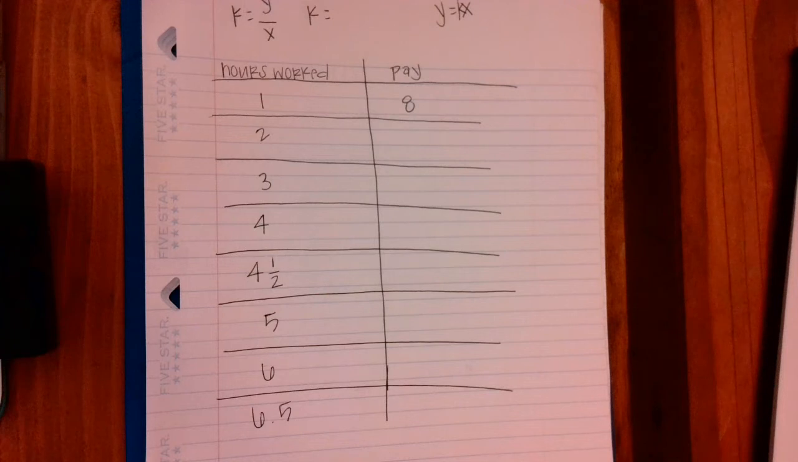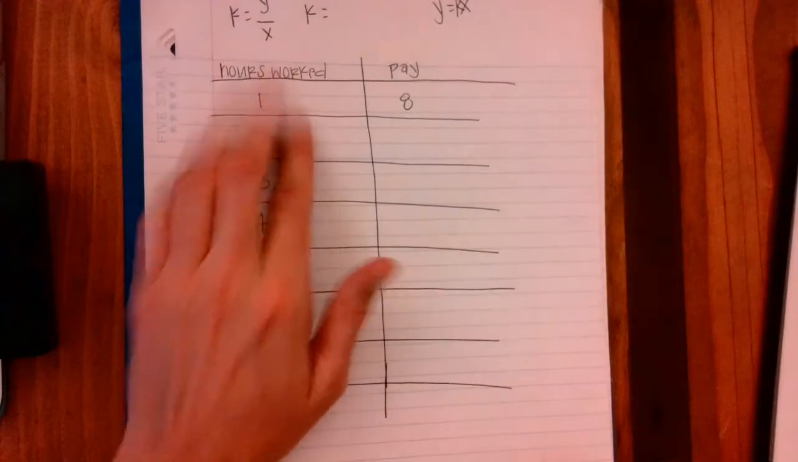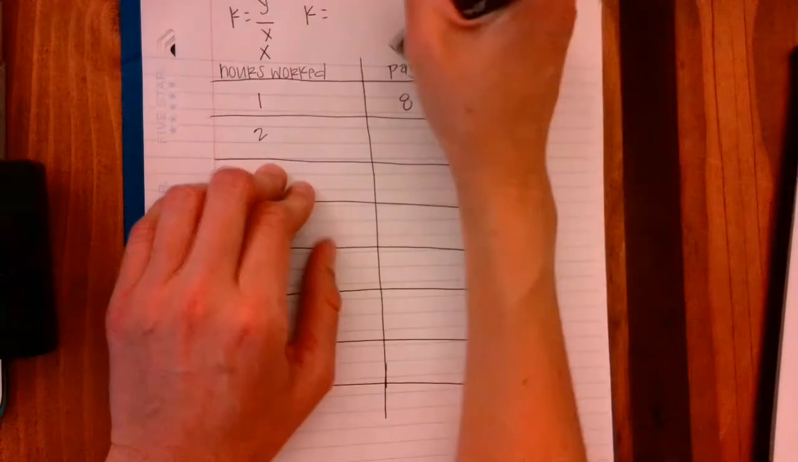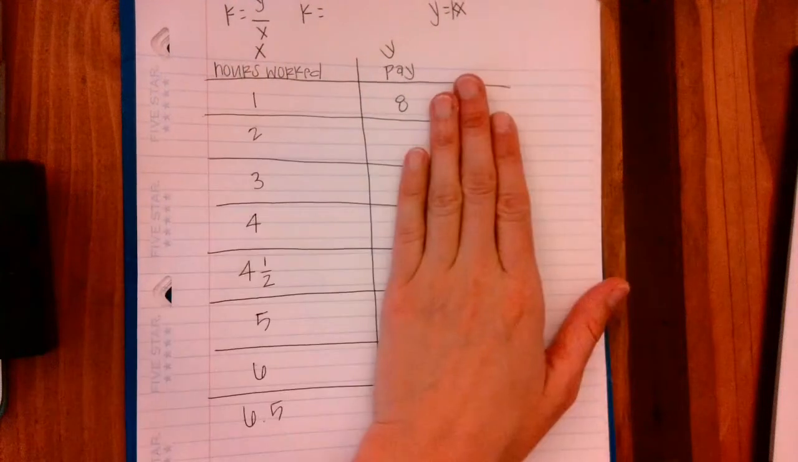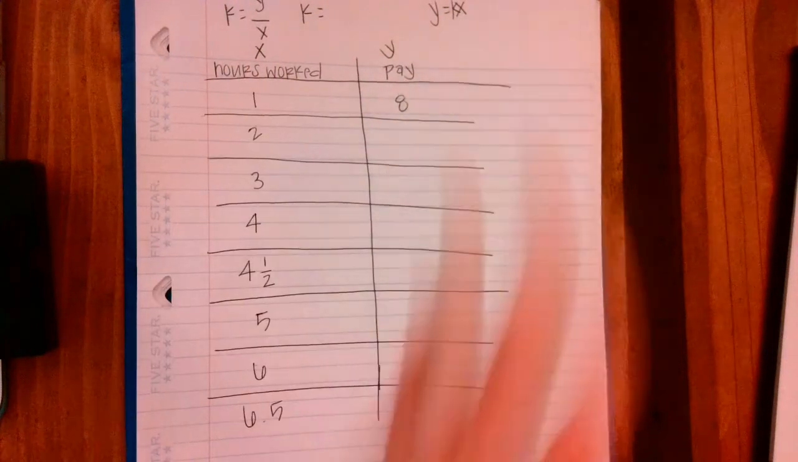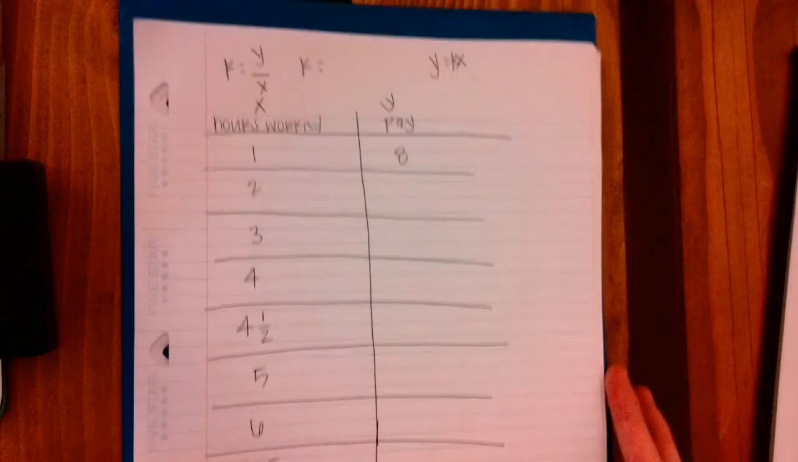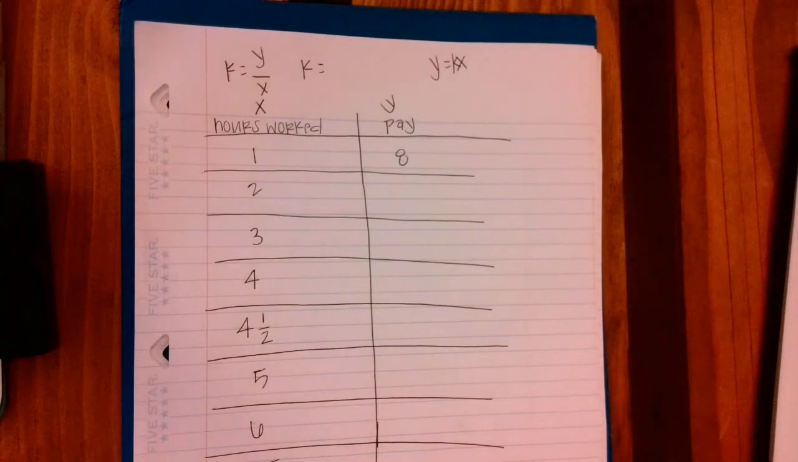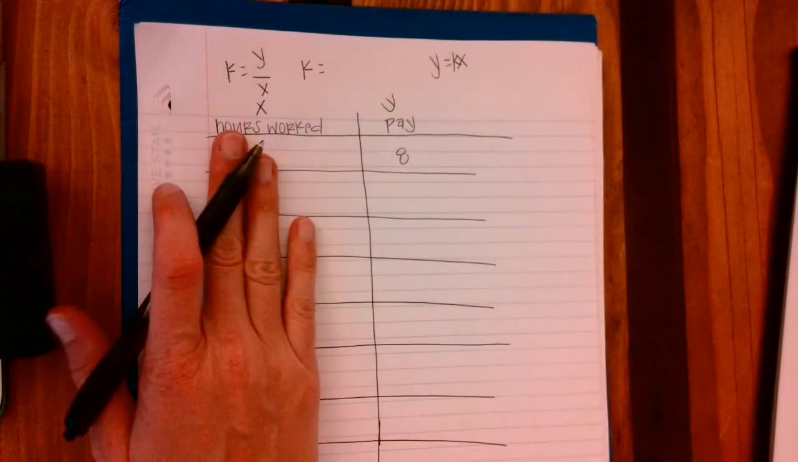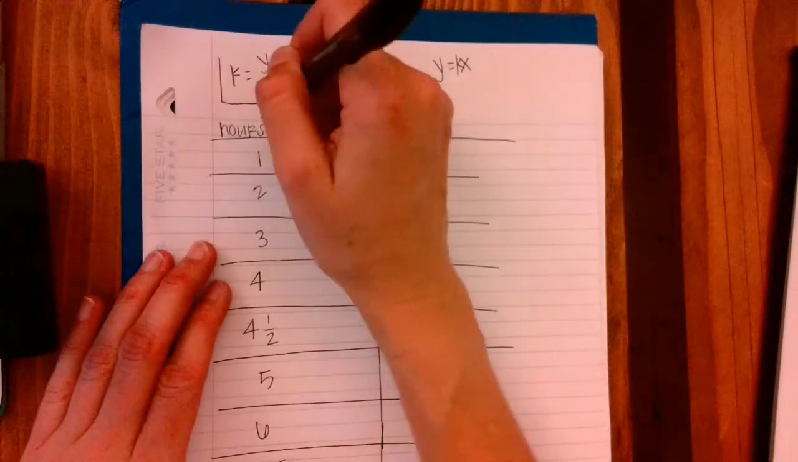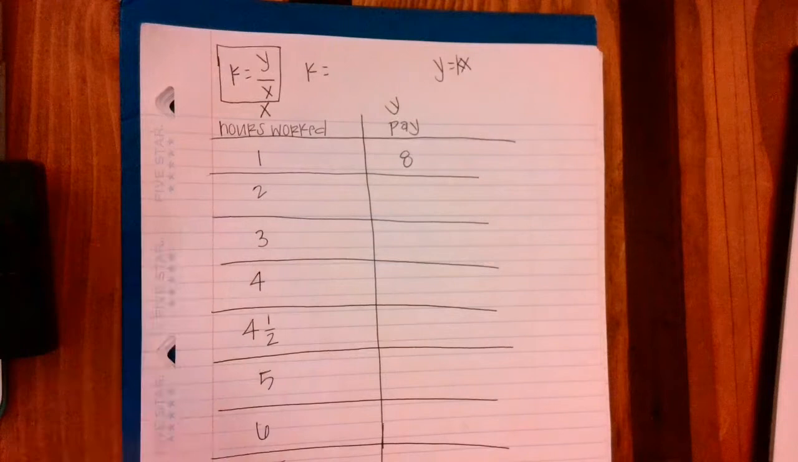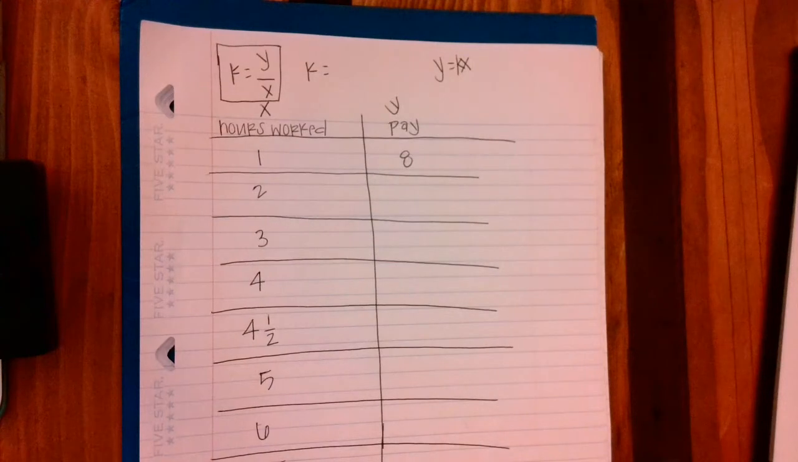So before I even start, I'm going to find the constant of proportionality, which means how do I move from my x, remembering x is on the left, y is on the right. So how do I move from my x to my y? Remembering that I must use multiplication. So in order to figure out how do we move from our x, hours worked, to our pay, we're going to use this formula right here, where we put our y over x.